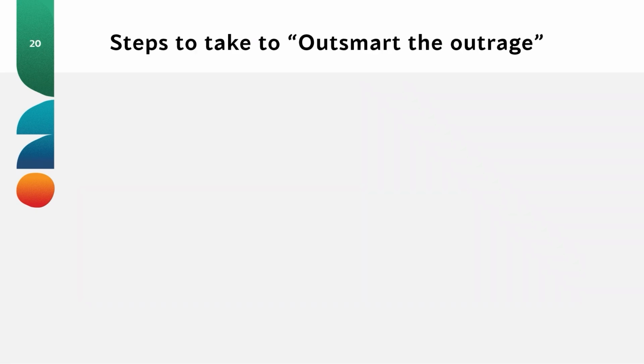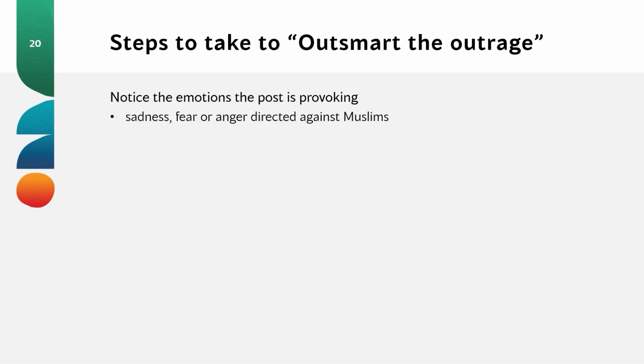The first step in outsmarting the outrage is noticing emotions that the post is provoking. If we believe this post is true, we may experience feelings of sadness, fear, or anger directed towards the group of people blamed in the post, which in this case is Muslims. Noticing these emotions is an important first step in responding to misinformation.